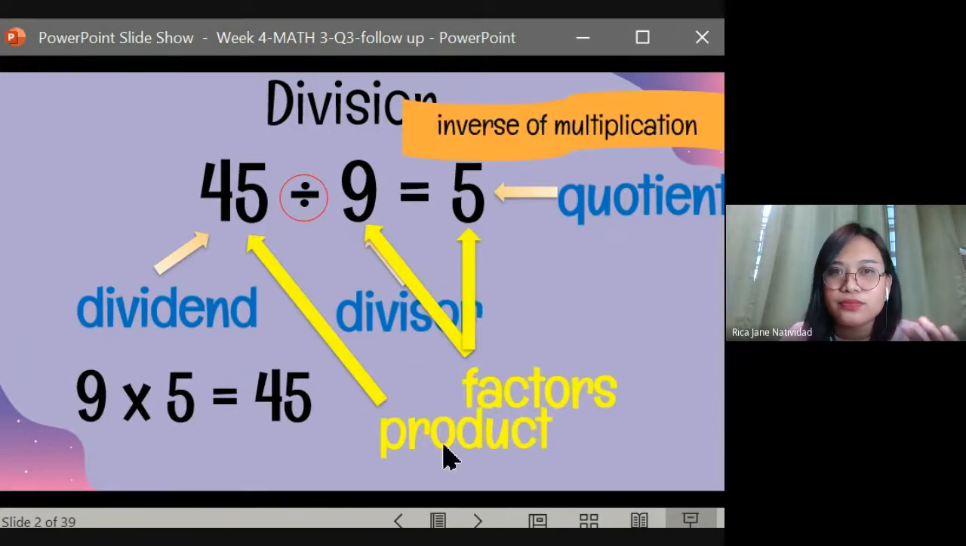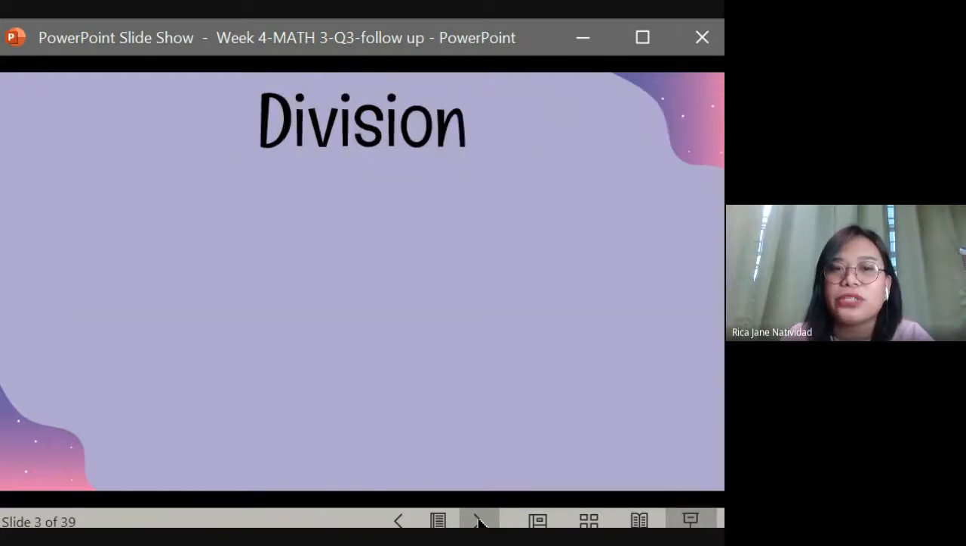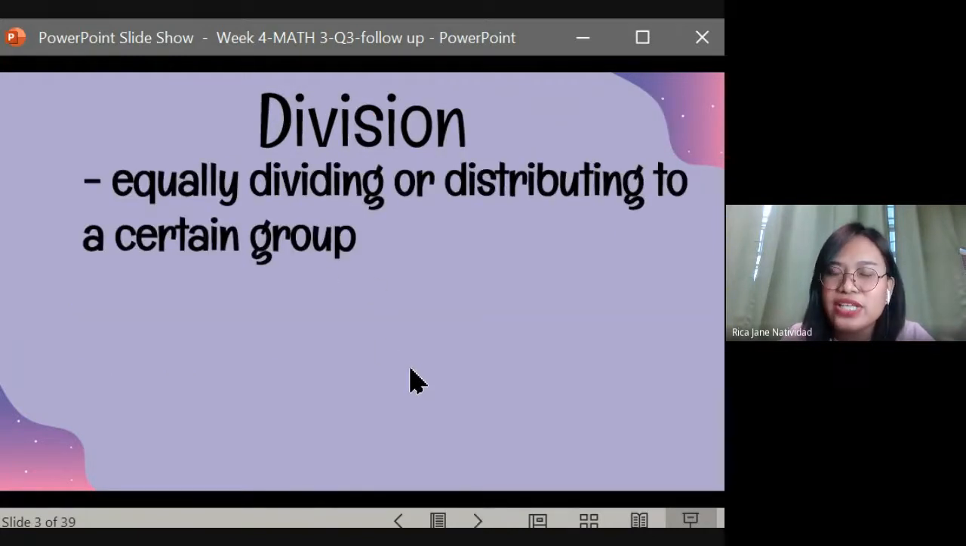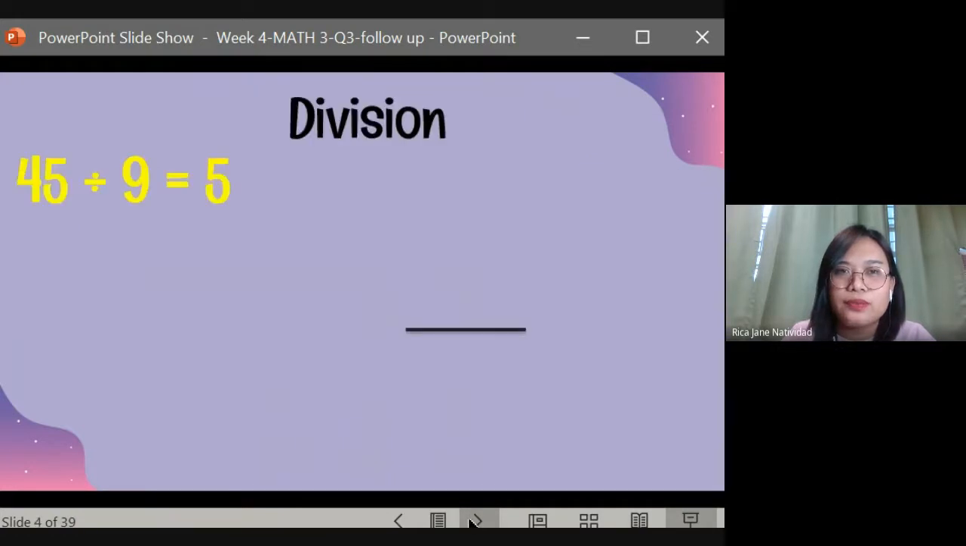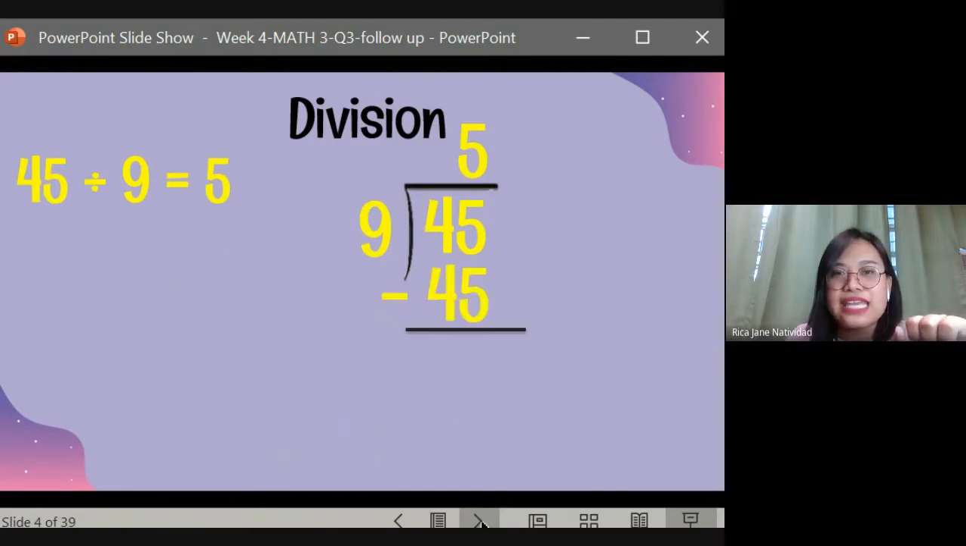So that's it. It is the inverse operation of multiplication. So when we say division, it's equal to dividing or distributing a number to a certain group. So just like this example, we can divide horizontally and using the longhand division. So this is the longhand division. Using the longhand division, we can divide it step by step.